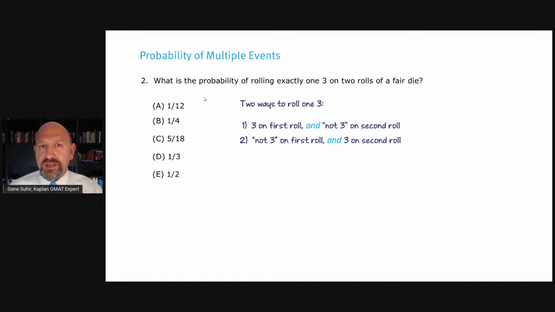Now, remember the word and indicates multiplication. So for that first scenario, a 3 on the first roll would have a 1/6 probability. A non-3 on the second, 5/6. There are 5 non-3s on a die. For scenario number 2, getting a non-3 on the first roll would be 5 out of 6. Getting a 3 on the second roll would be 1 out of 6. Notice each of those individually, we needed one thing and another to both happen.